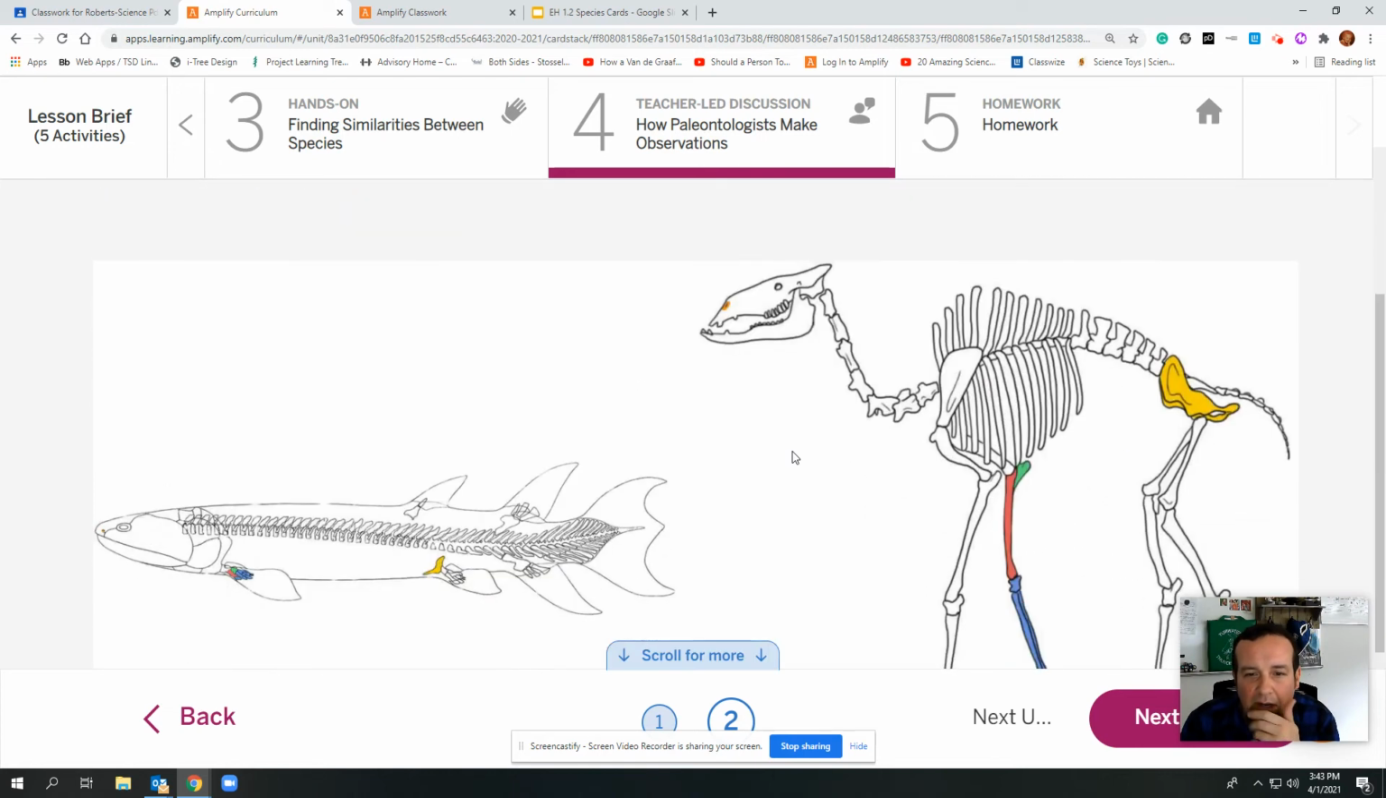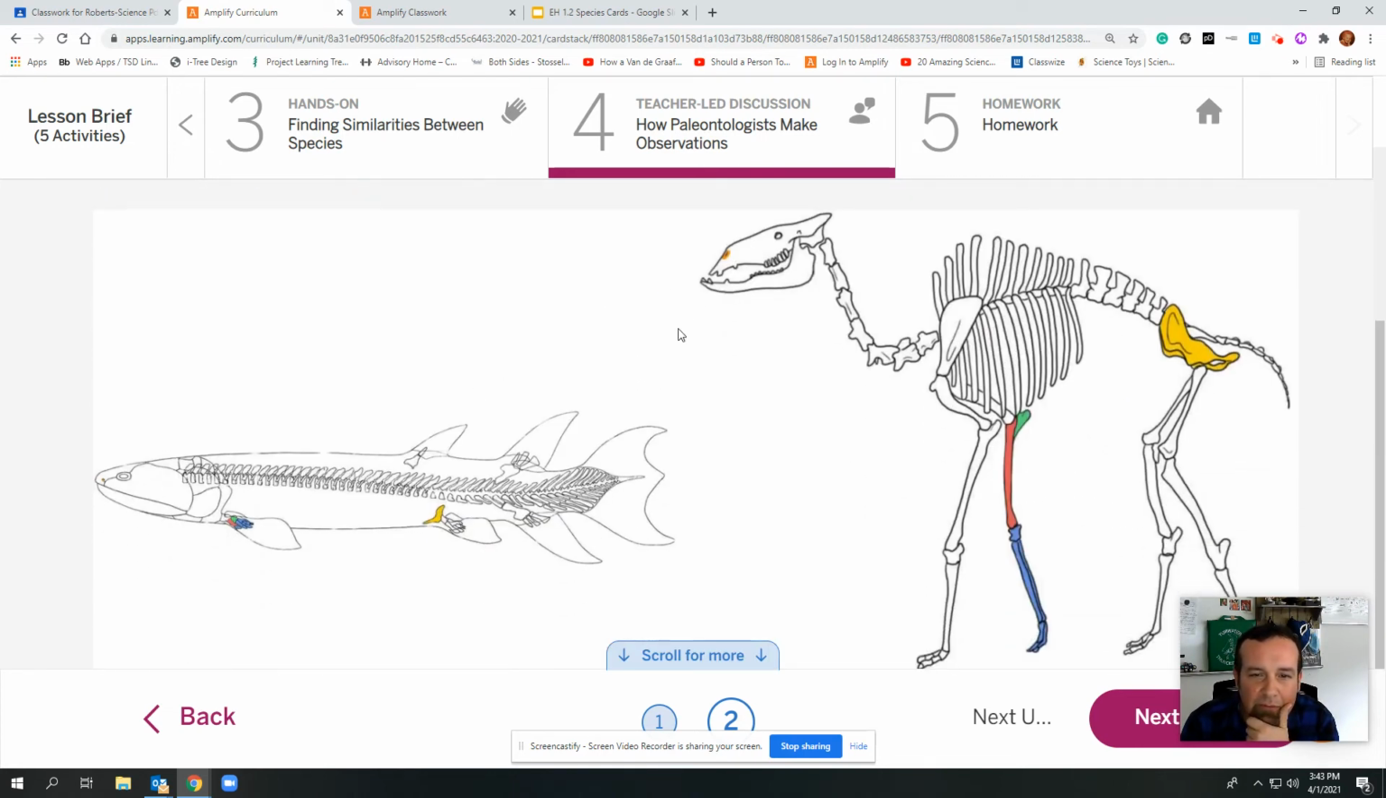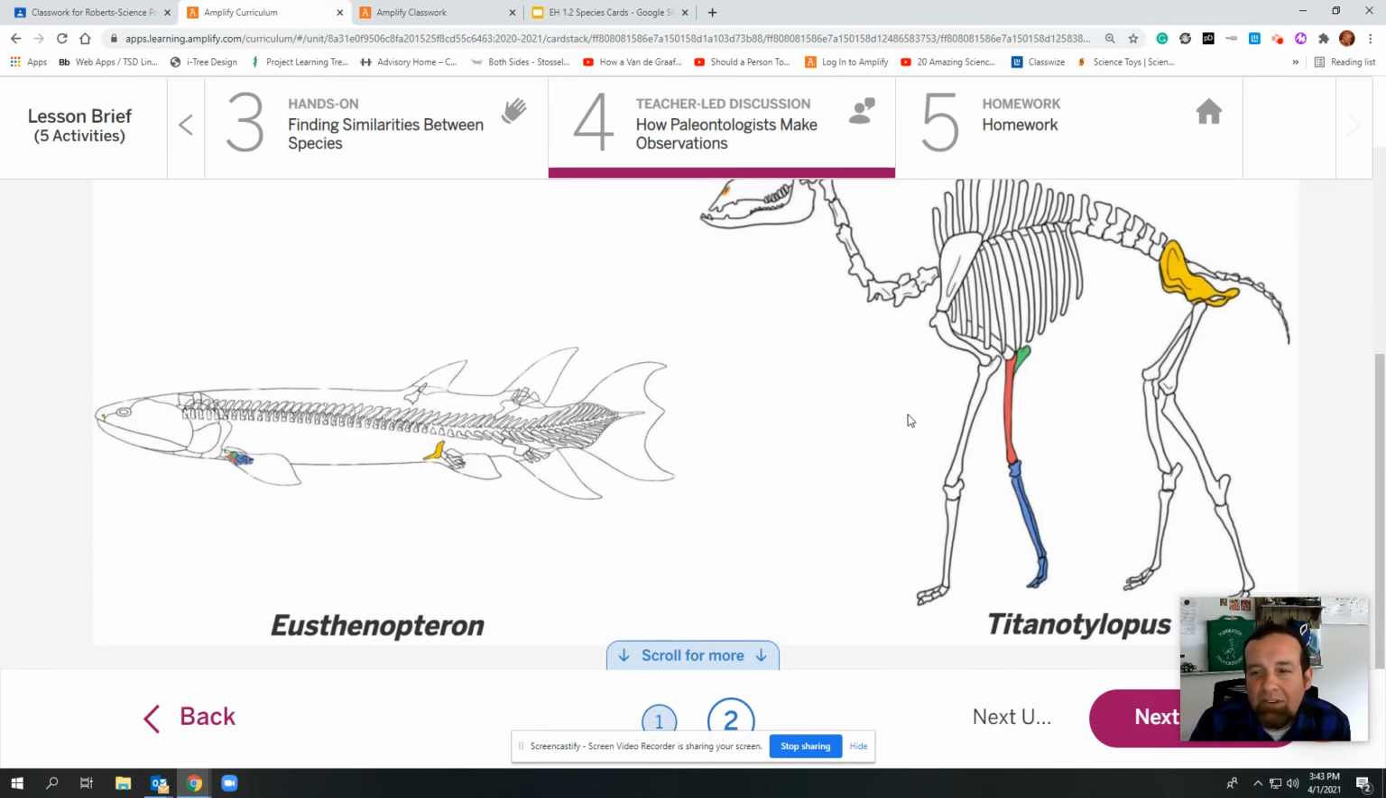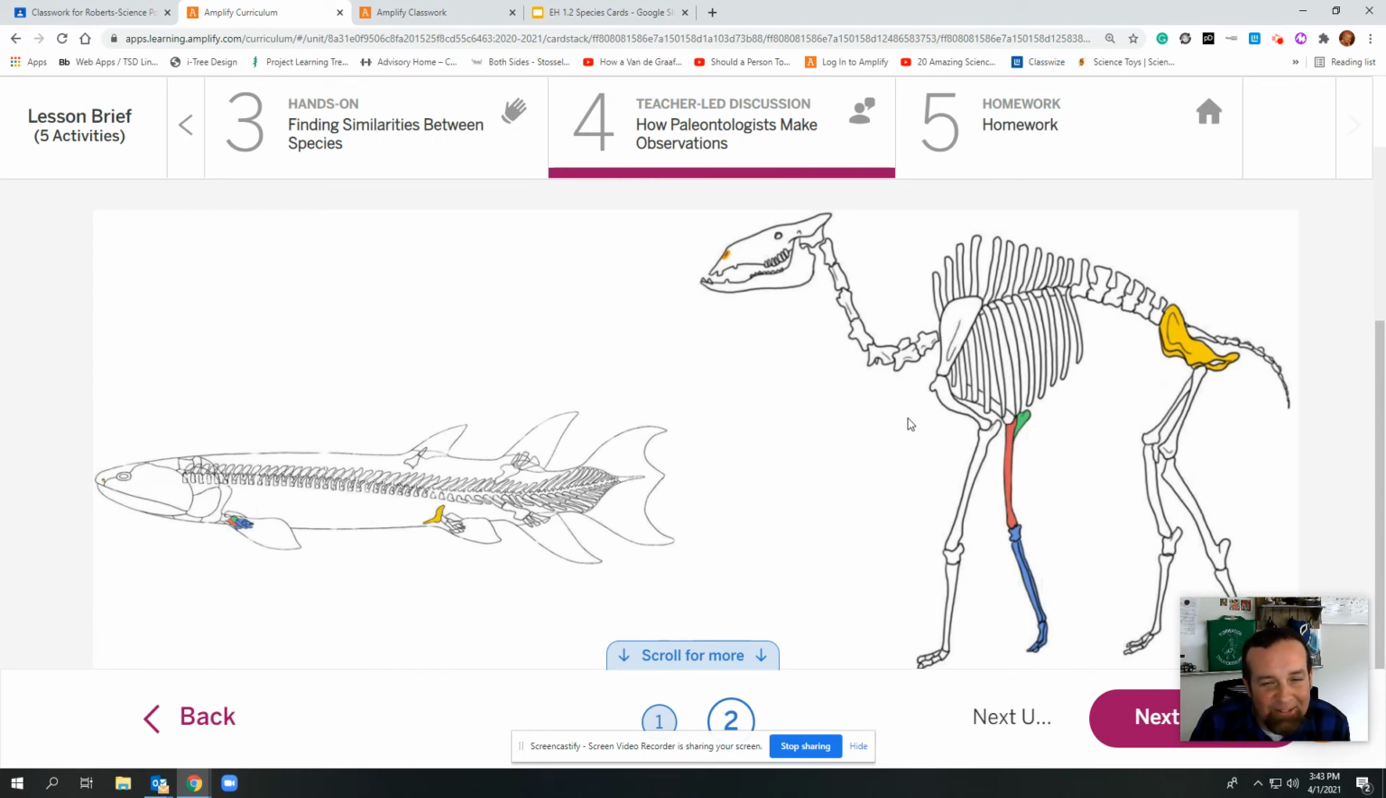So, as we look at these two, we can see the bones here are highlighted for a comparison for each. So you can see the nostril on the fish and the Eusthenopteron, and the Titanotylopus. We can see the two. Yeah, I know they're hard to pronounce. We can see that the highlighted colors here are comparing the two bone structures. So this yellow in the back, that's the pelvis. That would be the bone around your hips.